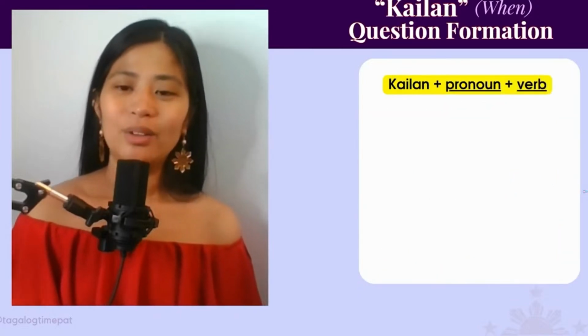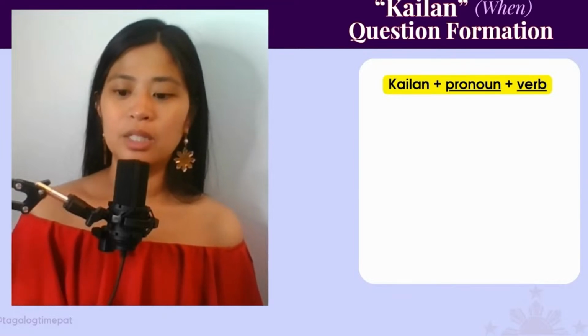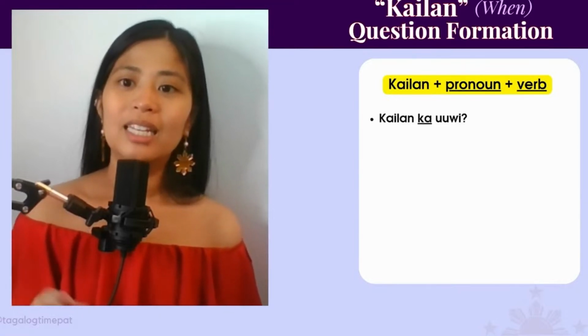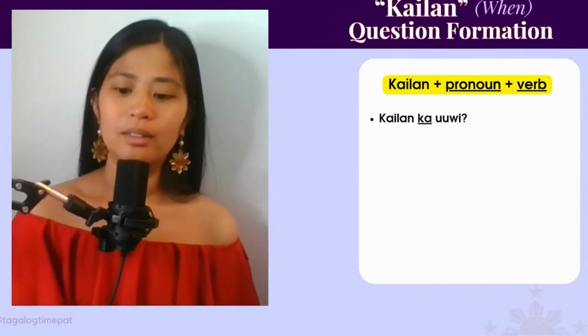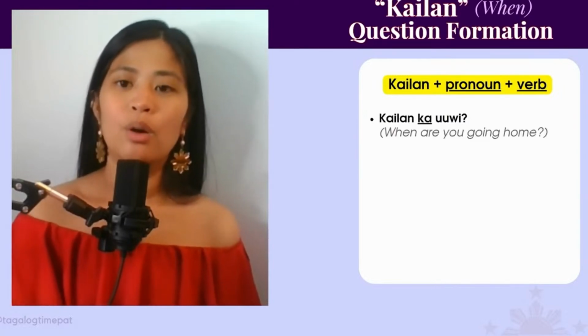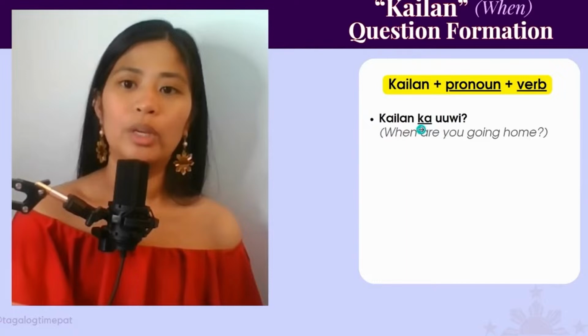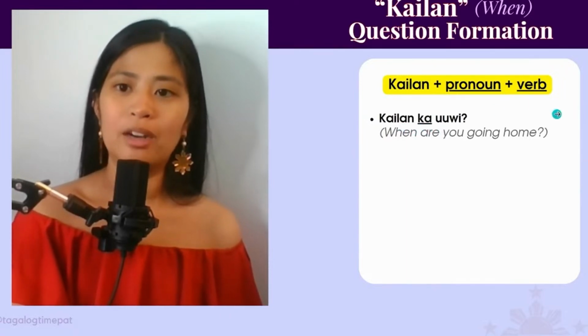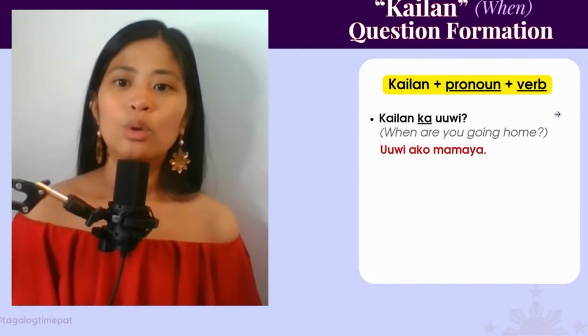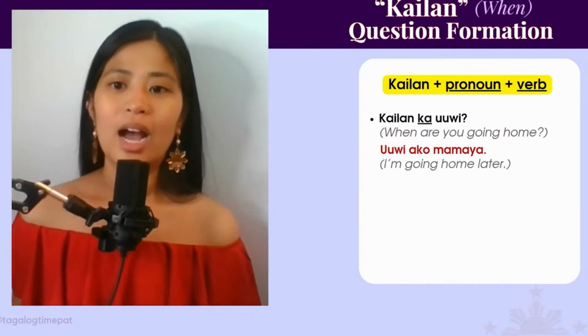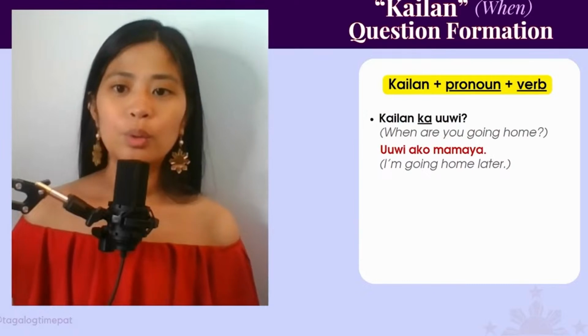All right, then you could do kailan plus a pronoun plus a verb. Kailan ka uuwi? When are you going home? So there's kailan, there's the pronoun, there's the verb. We're just following the pattern here. Then, uuwi ako mamaya. I am going home later.